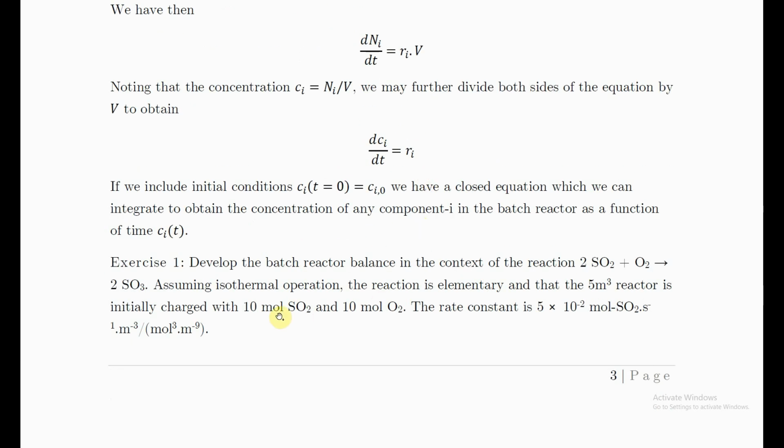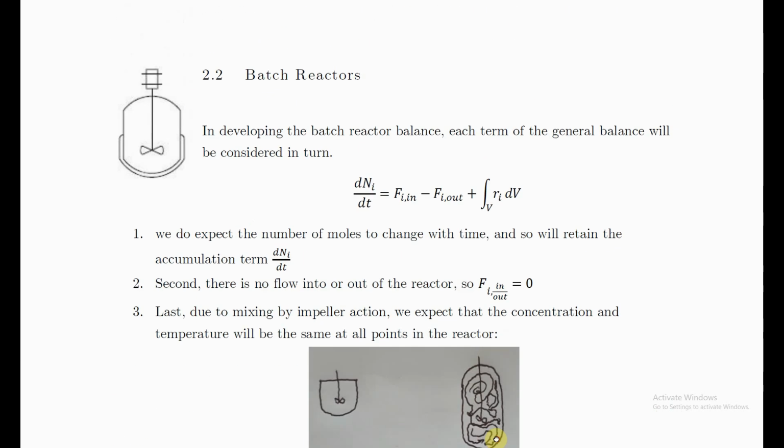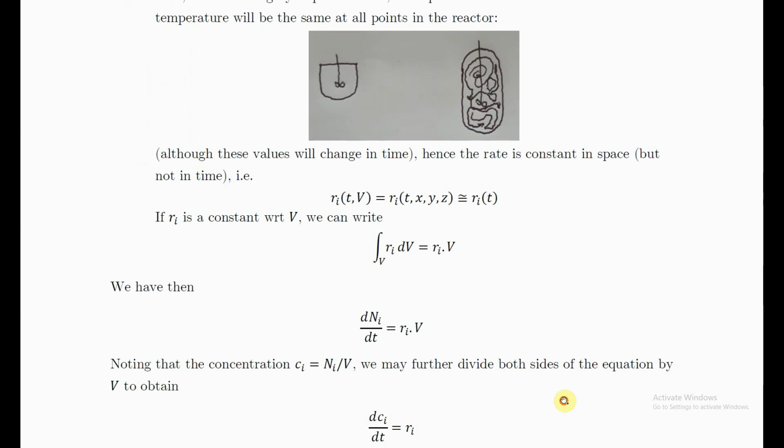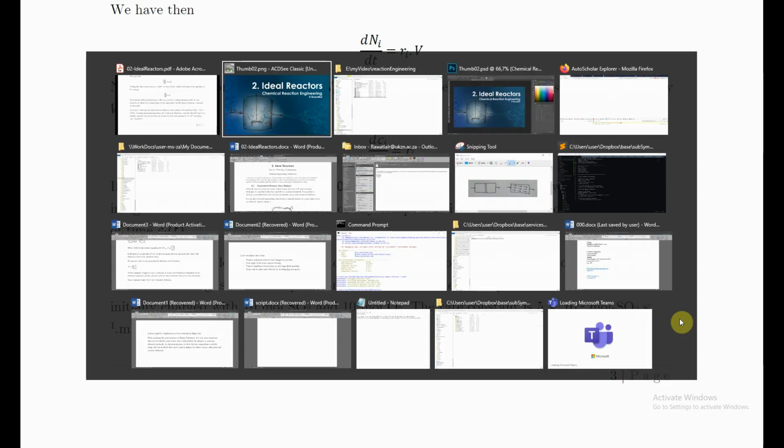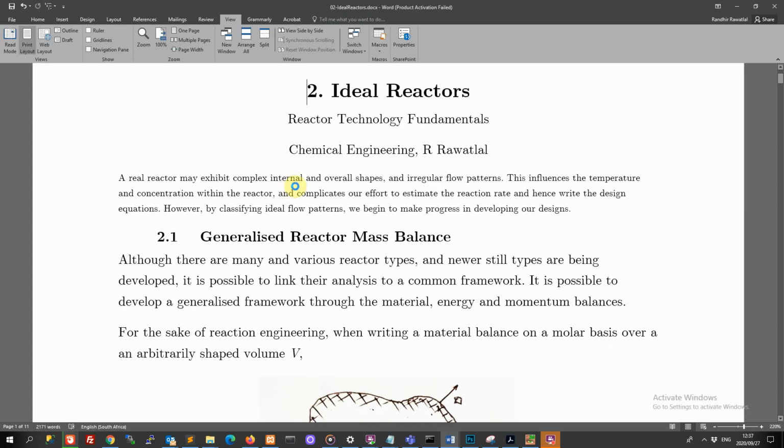And so for our first tutorial, here's the exercise. Please develop your batch reactor balance, and by the way, please do it from this form. Start with your basic balance, develop your batch equation, and then write this equation for each of the components. And we are given more data here. It's a 5 cubic meter reactor initially with 10 moles of SO2 and 10 moles of O2. So that's not a stoichiometric ratio. We are given the rate constant. And we haven't really talked about that, so let's see how to use this so-called rate constant.